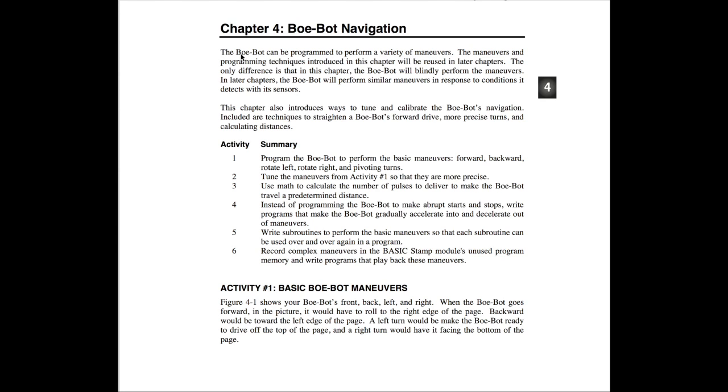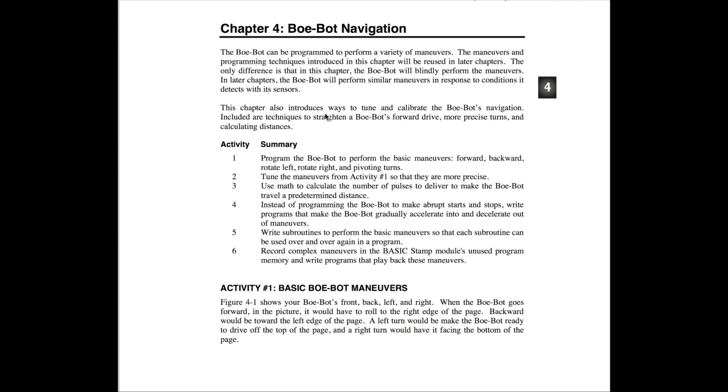Okay, let's look at Chapter 4 here. The Bobot can be programmed to perform a variety of maneuvers. The maneuvers programming techniques introduced in this chapter will be reused in later chapters. The only difference is that in this chapter the Bobot will blindly perform the maneuvers. In later chapters, the Bobot will perform similar maneuvers in response to conditions it detects with sensors.